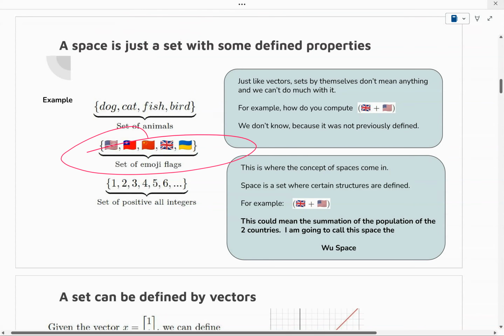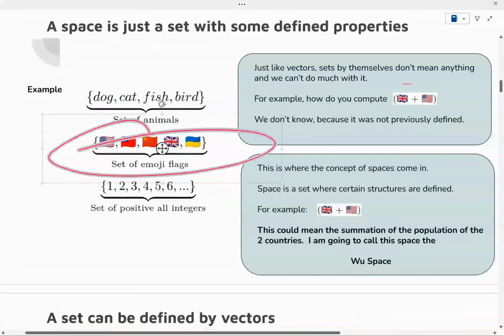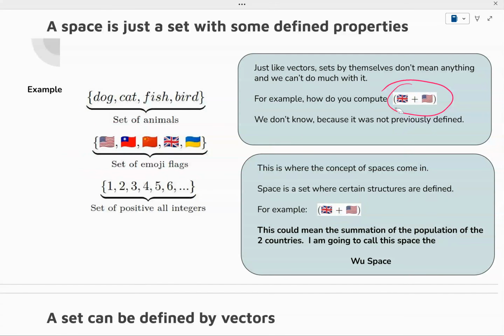So, for example, let's say we have a set of flags. Well, how do you know how to add two flags together? Well, you don't, because it's not defined, right? There's not a space that defines it. But once you define it, then that becomes a space. So this is where the concept of space comes in. A space is a set where certain structures are predefined.